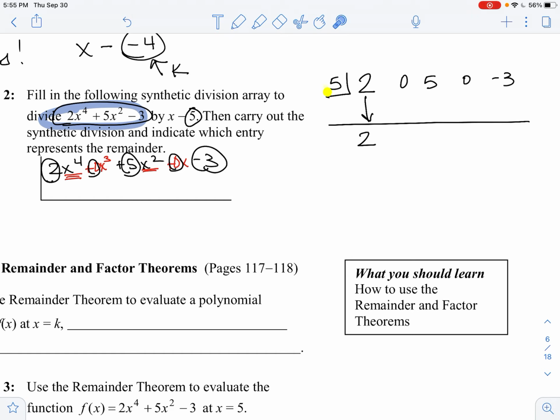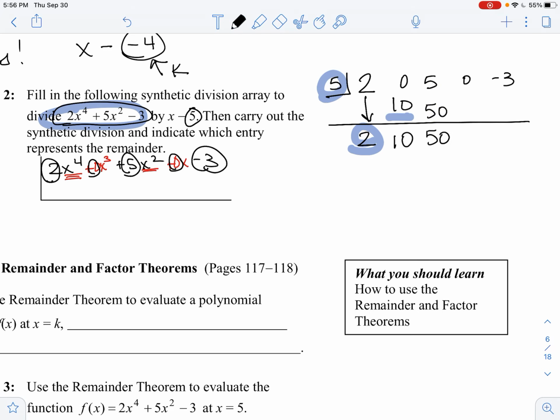Then what you're going to do here is multiply 5 times 2, and put it right here. So 5 times 2 gives me 10, and now we add down. 0 plus 10 gives me 10 here, and then we repeat. We look at 5 in the box, multiply it times 10, and put it right here. So 5 times 10 is 50, and then we add down. 5 plus 50 is 55.